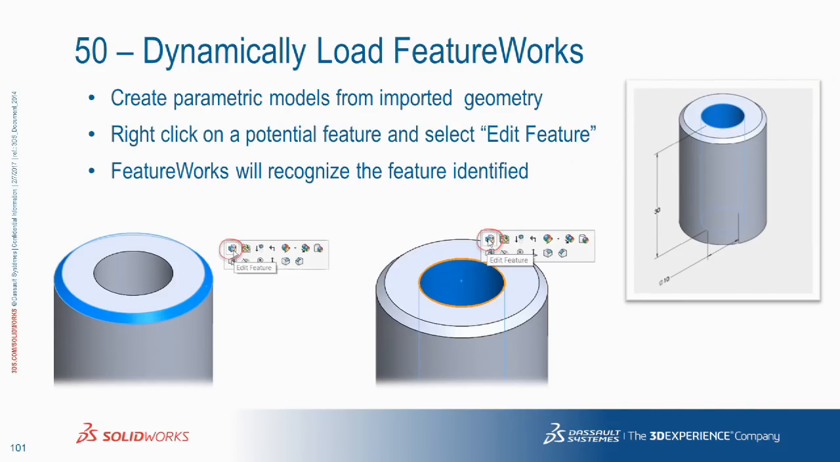Dynamically Load FeatureWorks. This is pretty cool. You're working with imported geometry, and you have something that's maybe a fillet or a hole, and you don't want to use FeatureWorks on the whole thing. You just wish this one fillet or one hole could be modified or edited. Well, you can by clicking on that face and then hitting Edit Feature. That forces FeatureWorks to load, recognize the feature, and now it's listed in your tree.